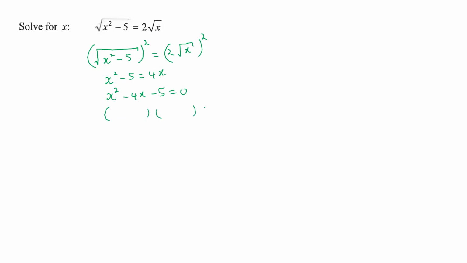And what we then obtain, the factors of x squared are x and x. And then now we proceed to look for the factors of minus 5 that give minus 4. And those are exactly minus 5 and plus 1. And therefore, we have that x is equal to 5, or x equals minus 1. Okay, so you need to check the solutions.